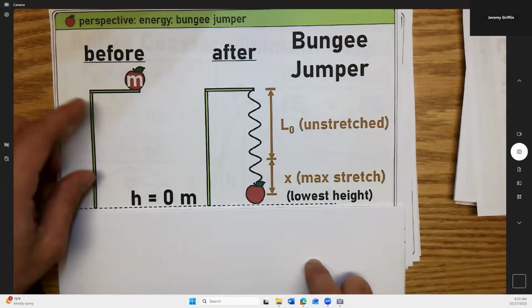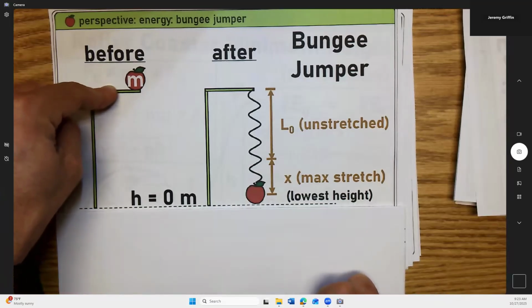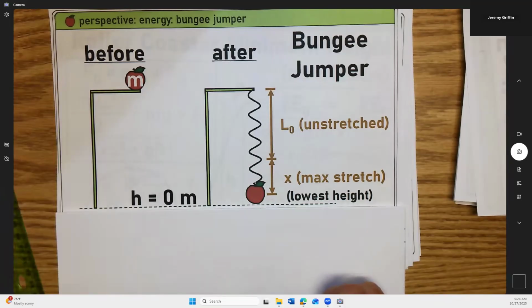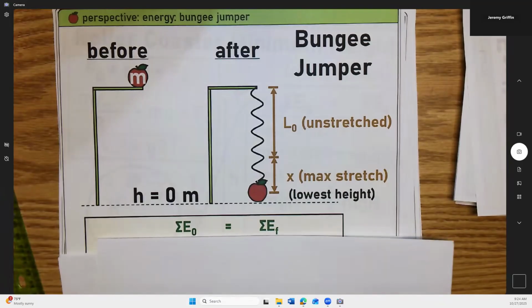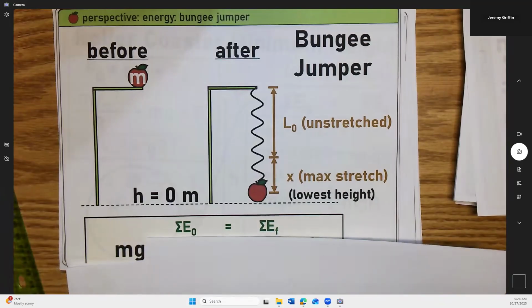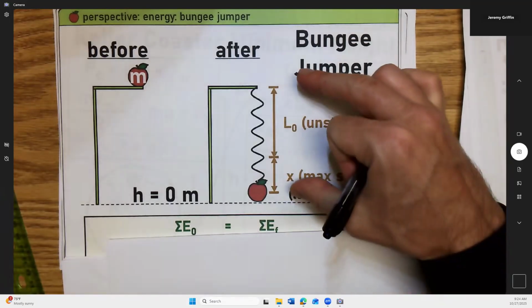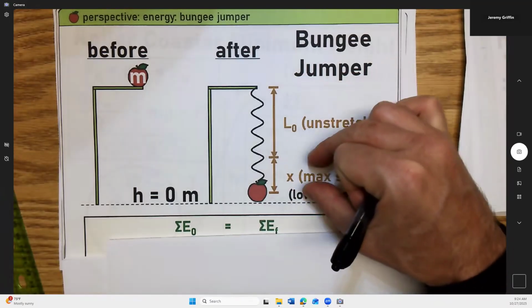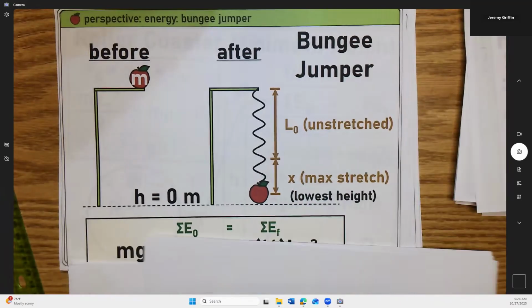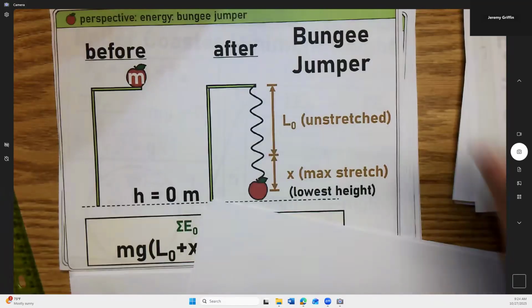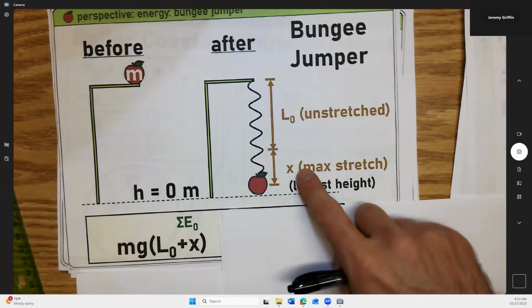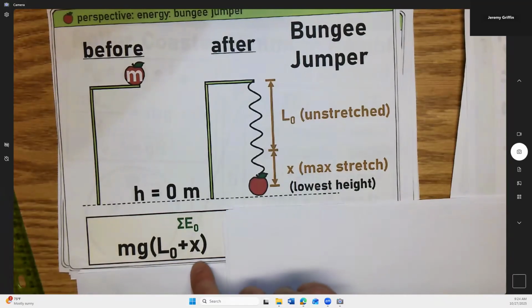So what kind of energy is at the very top here? It's all gravitational, and what's the expression for that? MGH. If I said the conservation of energy expression, shouldn't it be all MGH at the top? Because what is this H in terms of L and X? It's L plus X, isn't it? So that's the energy at the top. If you're told the unstretched length and then the maximum stretch amount X, that would have to be the height in this case.